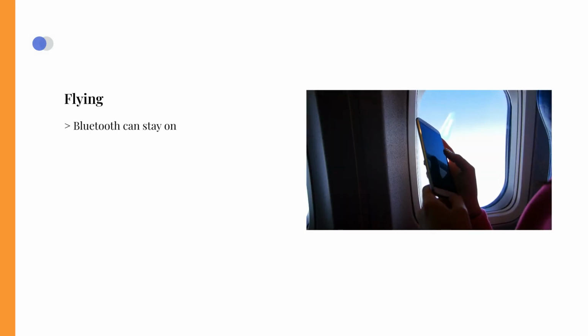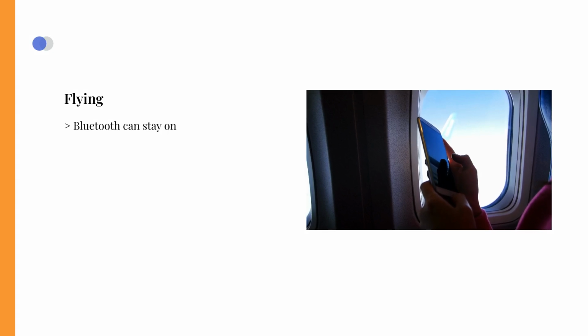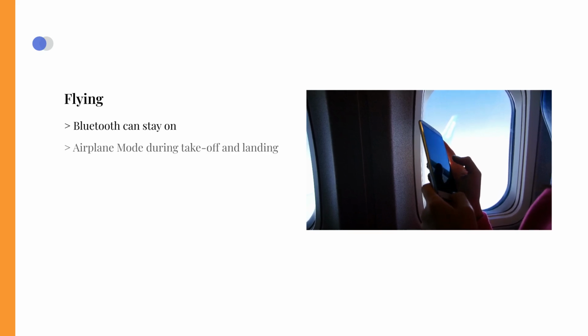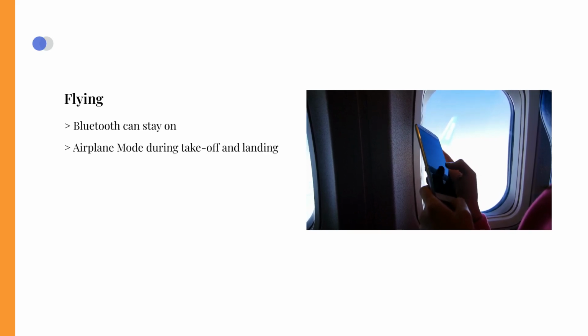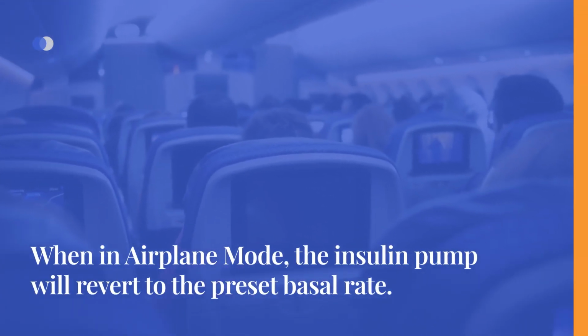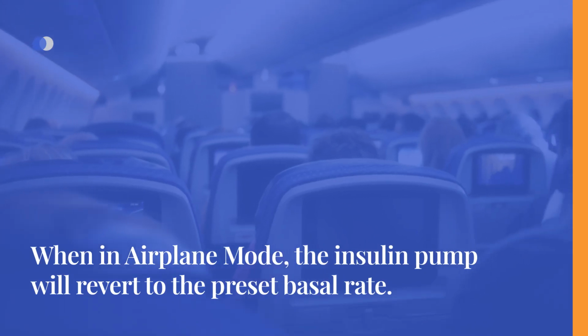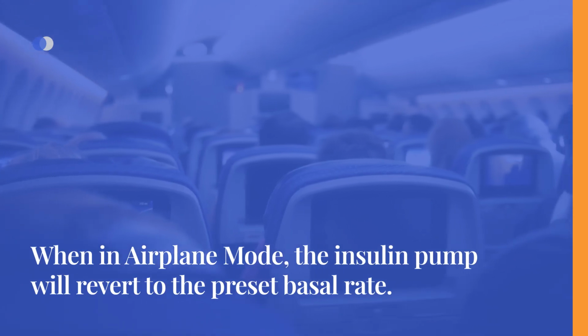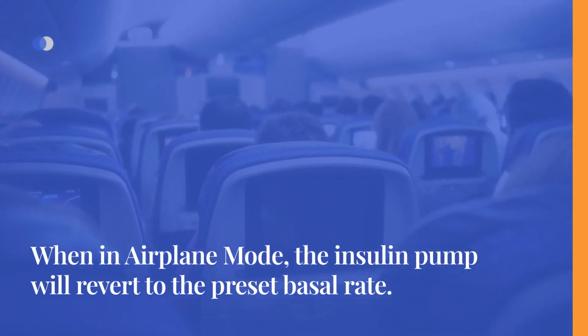When traveling by air, you may need to make some adjustments. Keep in mind the following. The Bluetooth function of your mobile phone, pump, and transmitter can typically remain on during the flight. However, some airlines require passengers to switch their mobile phones to airplane mode during takeoff and landing. When the phone is in airplane mode, the pump will switch to the preset basal insulin rate. Don't forget to turn off airplane mode once it is allowed to resume the normal operation of the app and the automated insulin delivery system.